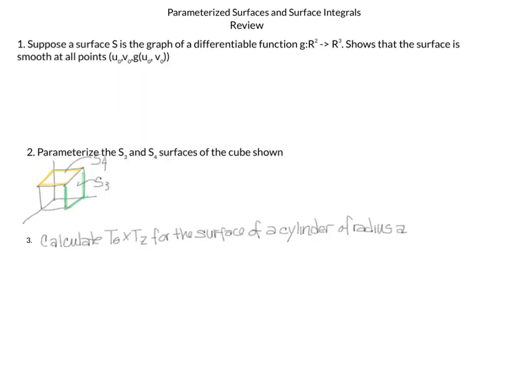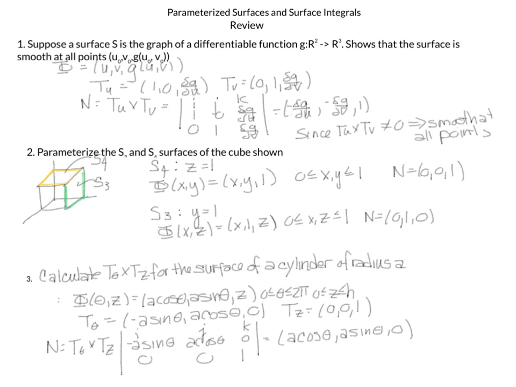For review, I have these three problems. The first one is to suppose a surface S is the graph of a differentiable function g that goes from R2 to R3. Show that the surface is smooth at all points u0, v0, g of u0, v0. The second, parameterize the S3 and S4 surfaces of the unit cube shown. And the third, calculate T of theta cross T of z for the surface of a cylinder of radius a. I'm going to suggest you pause the video, give the problems a try, and on the next slide I'll have solutions for you. Here are the solutions.